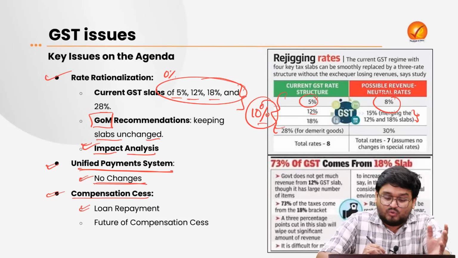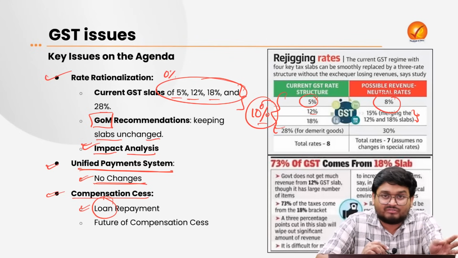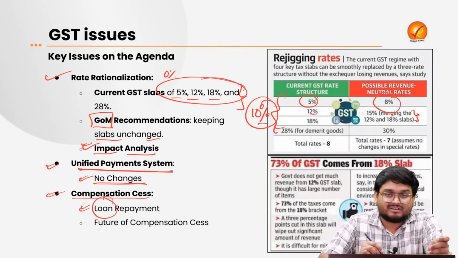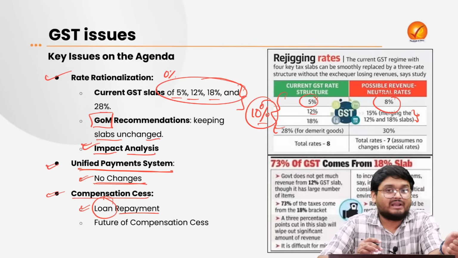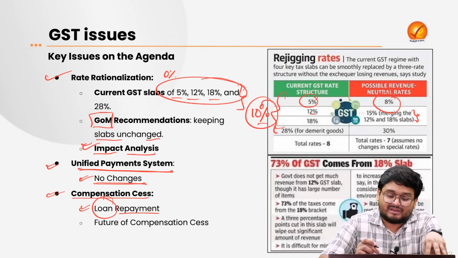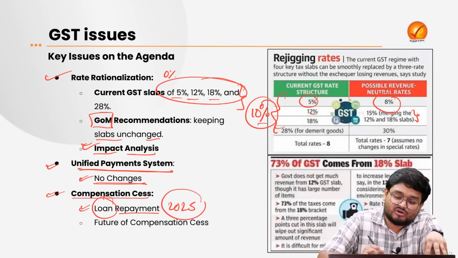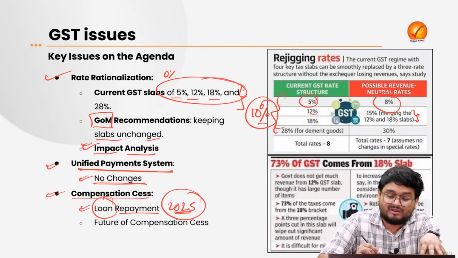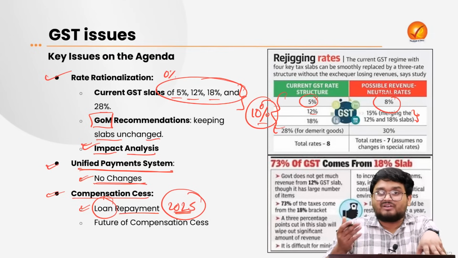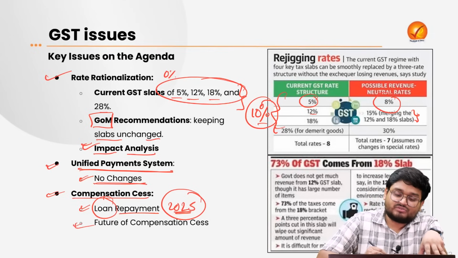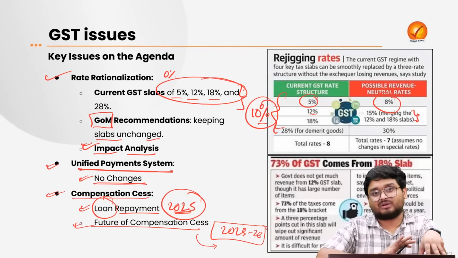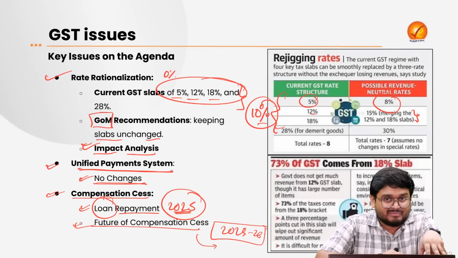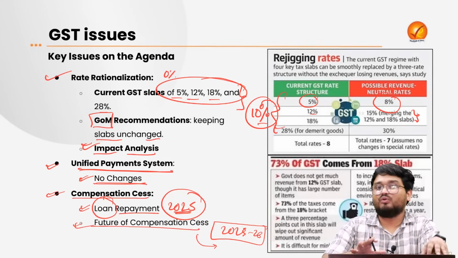Then also, with reference to compensation cess, the loan repayment structure, or the loan that the center has taken from various sources to compensate the states with the compensation cess, will be looked into in this meeting, right? And also the government is finalizing that all of the loan payments will be done by next year, ahead of 2026, which is the actual loan repayment date. Also, the future of the compensation cess, whether it will be extended beyond 25-26, will also be decided at this GST Council meet. So these are all the important aspects that you need to know in this article.